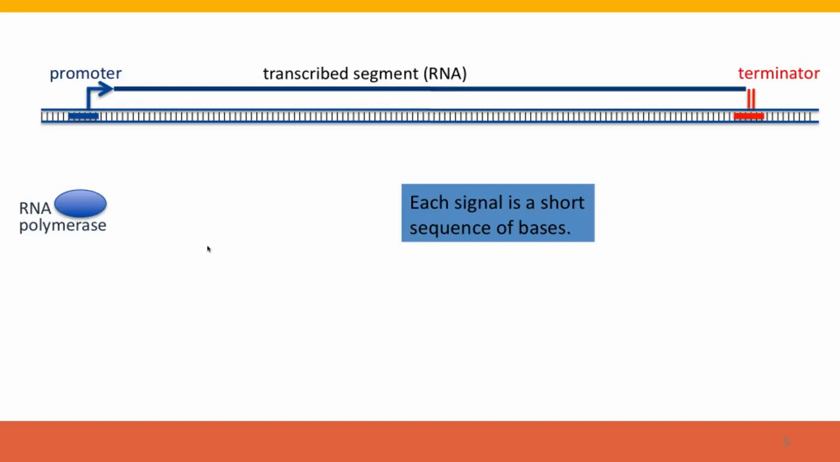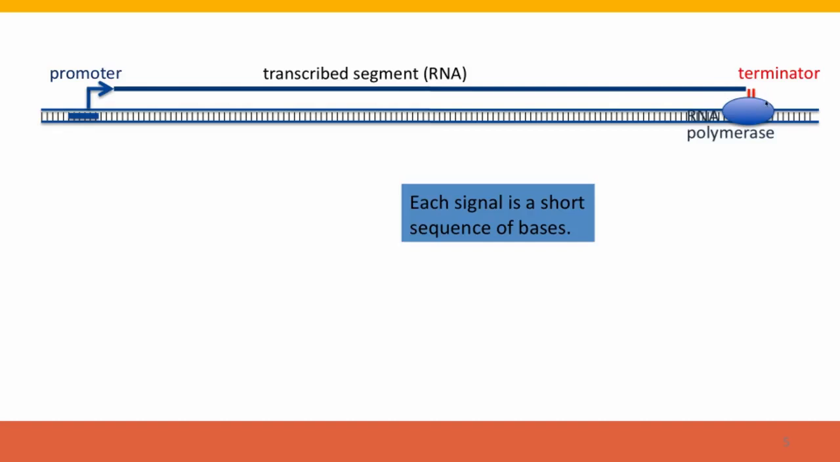And it's recognizing two signals on the DNA. So first, it recognizes a sequence that's effectively a start sequence. That's the sequence called the promoter. And the promoter tells RNA polymerase, start here to make RNA. RNA polymerase then proceeds along the DNA, and as it does, it makes an RNA copy of the DNA. I'm sorry, I can't do a better drawing of this.